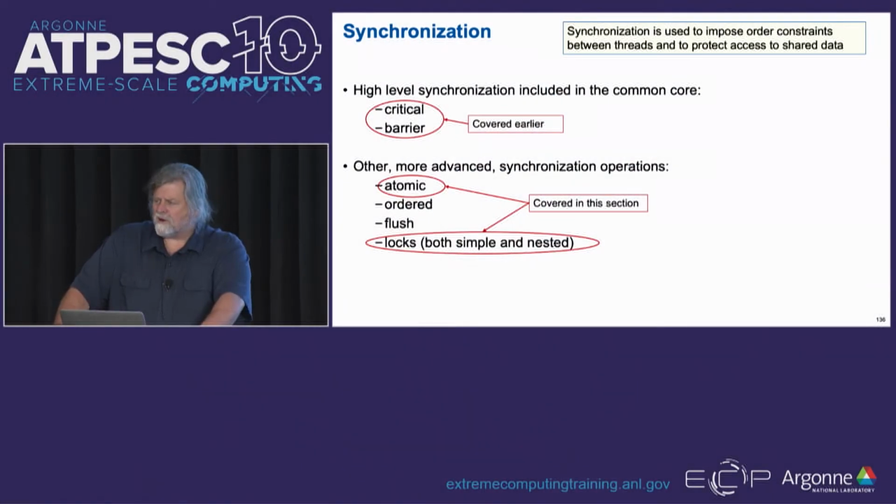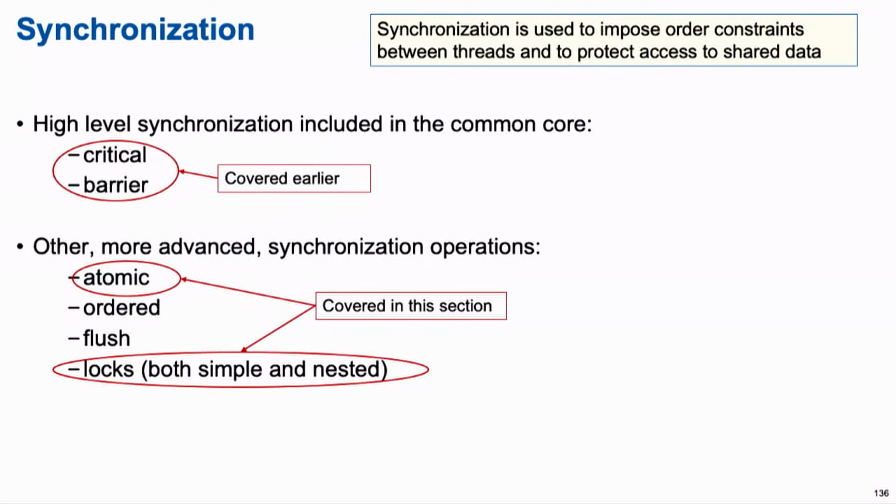So off we go. Let me say a little bit more about synchronization. We've talked about critical and barrier. And for basic OpenMP programming, that's enough. But if you start getting to more complicated problems, you're going to need locks. Those come up. And you'll need atomic. Those are the big ones.